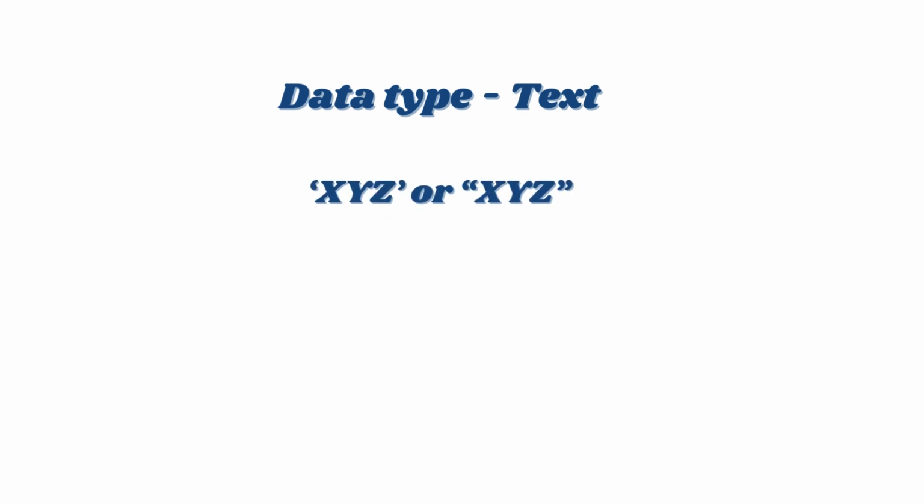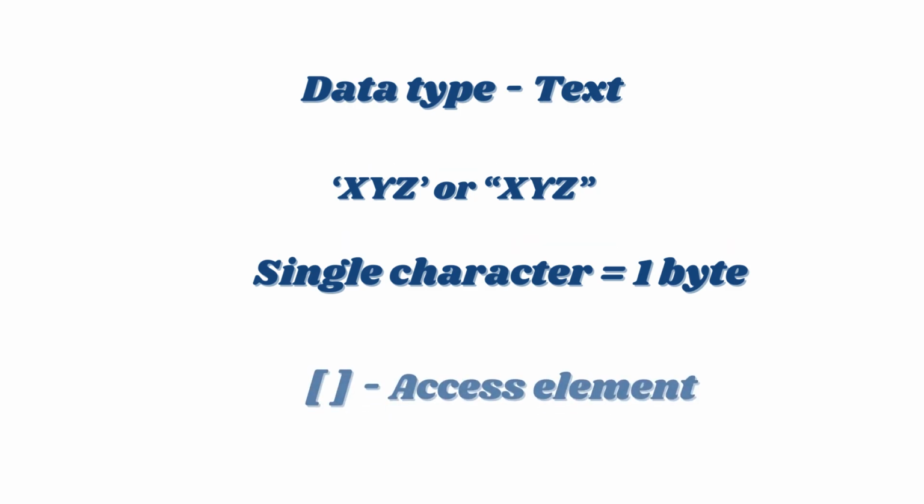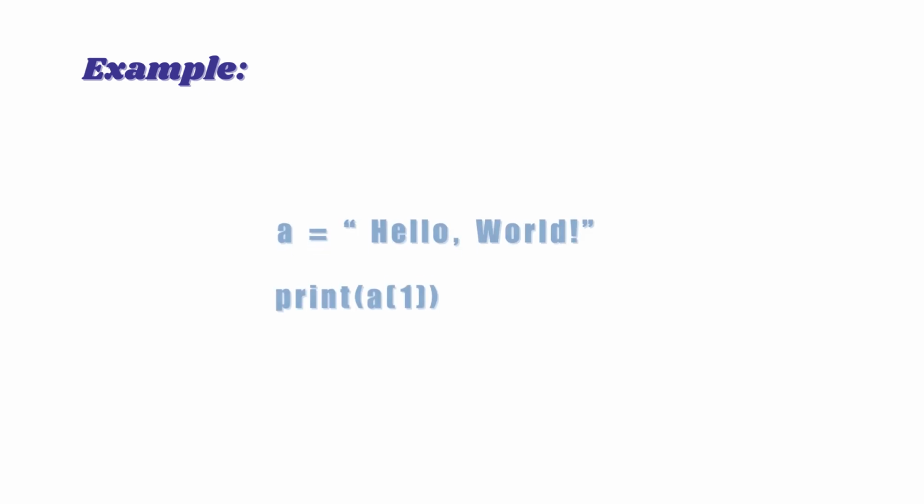As we all know, strings are text data types. Strings in Python are surrounded by either single or double quotation marks. Strings are arrays of bytes representing Unicode characters. A single character is simply a string with a length of 1. Square brackets can be used to access elements of the string. For example, a = "hello world", print a[1].